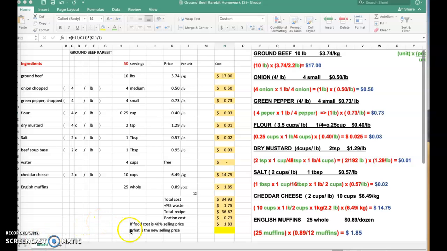Hi, my name is Tatiana, and today I'm gonna use this ground beef rabbit recipe to show you how we do recipe costing on Excel.